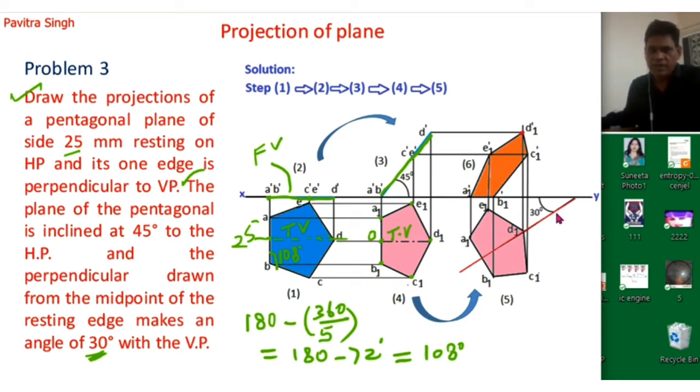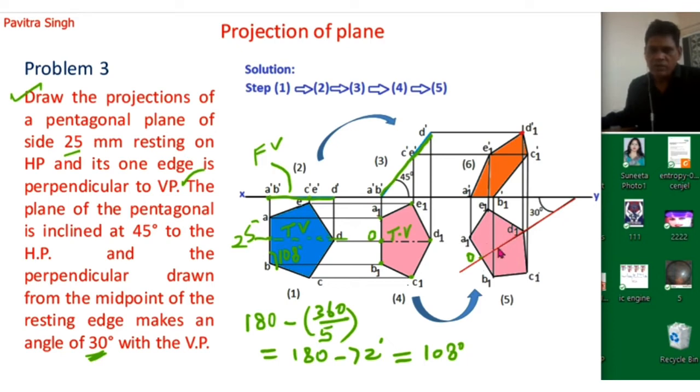So we will draw first this line at the inclination of 30 degree with the vertical plane or XY line. So this is actually the top view, so this will be below the XY line. So we have drawn this line, and this point O is here. D1 is this, C1 is this, B1 is this, A1 is this, E1 is this. So actually the same plane is inclined at 30 degree with the vertical plane.